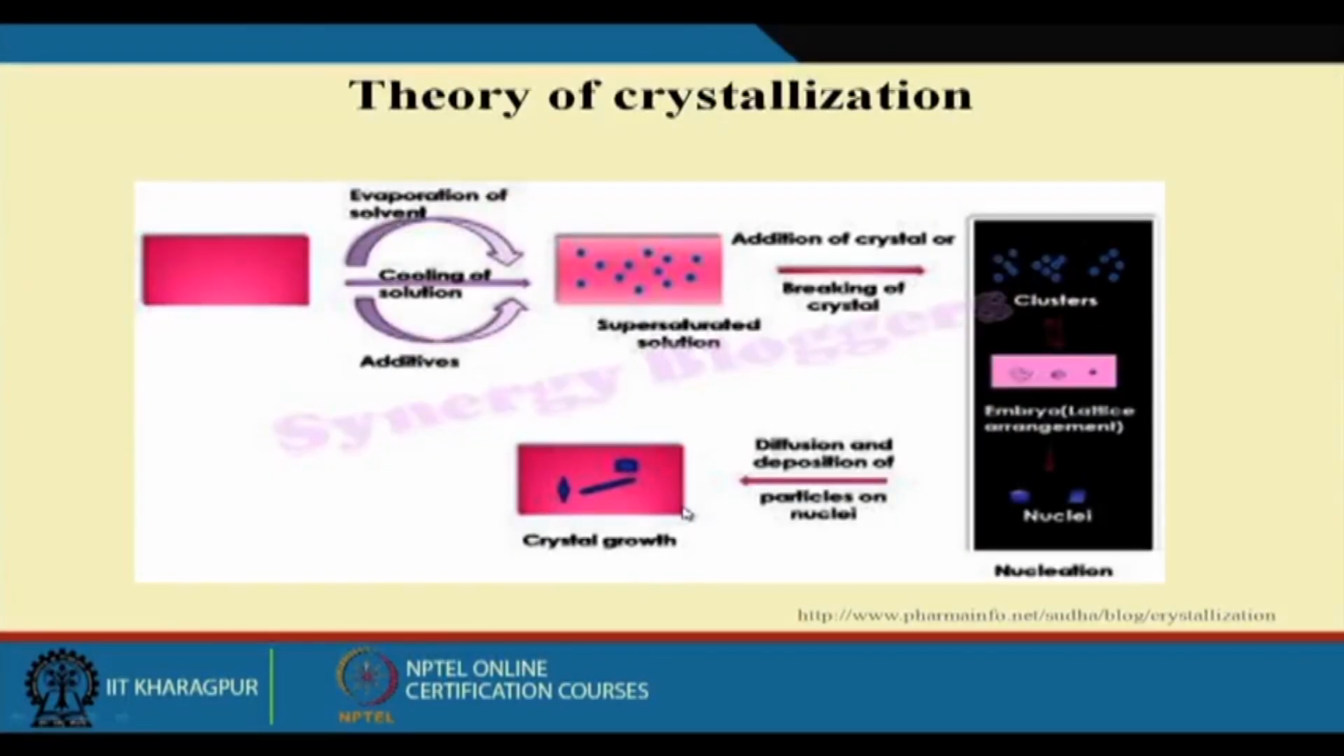Now, pictorially, the process can be explained like this. This is the solution. You can see when we evaporate the solvent and then cool the solution, we form the supersaturated solution. When we cool down, particle formation takes place, that is, the molecules form clusters of crystals. You can see the crystal cells attaching with each other. After that, the embryo formation is there. After that, the nuclei formation takes place. From these nuclei we can get crystals of different shapes and sizes. This is how crystallization takes place.